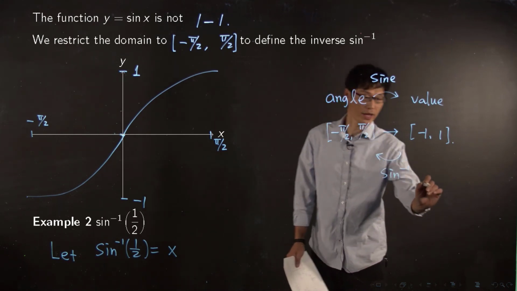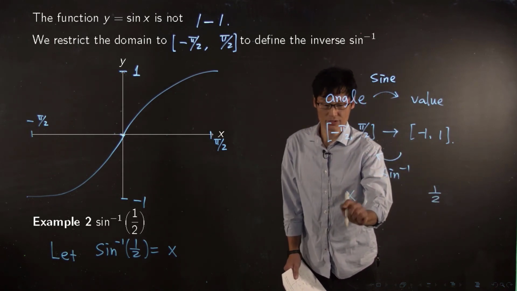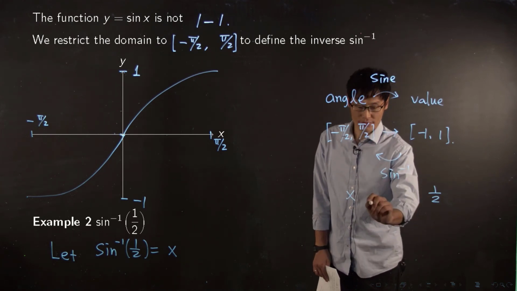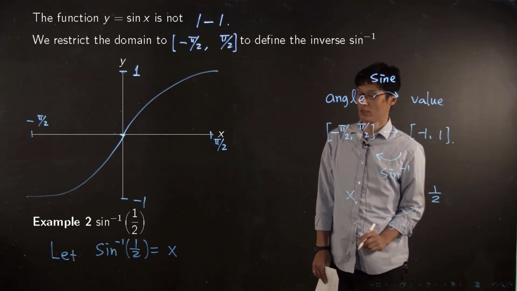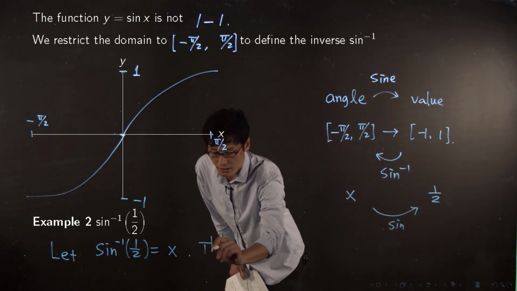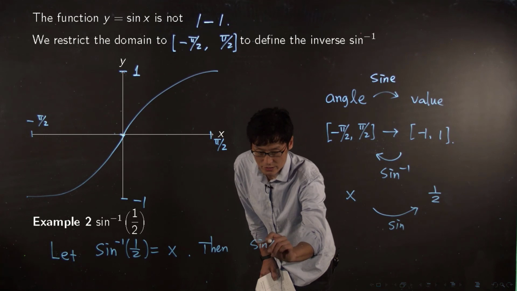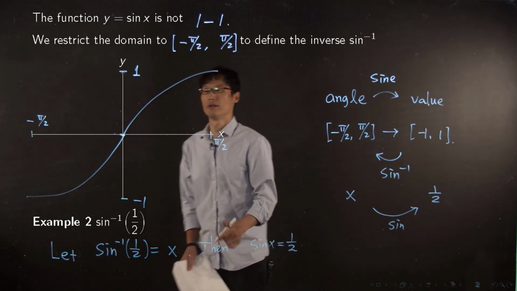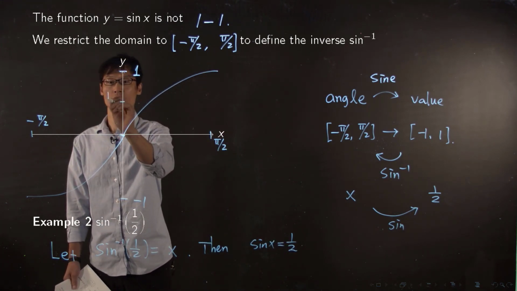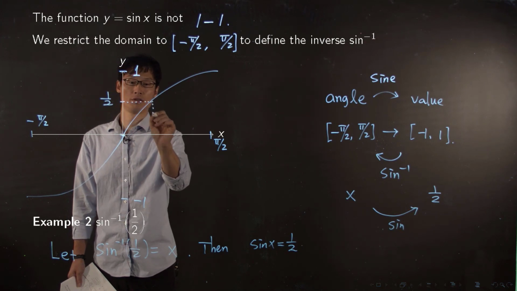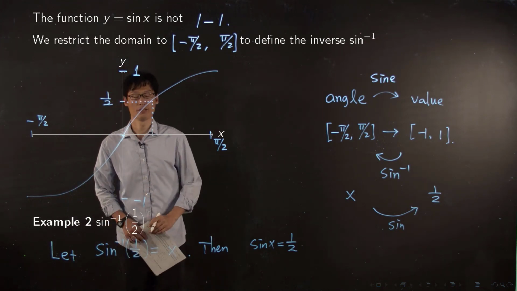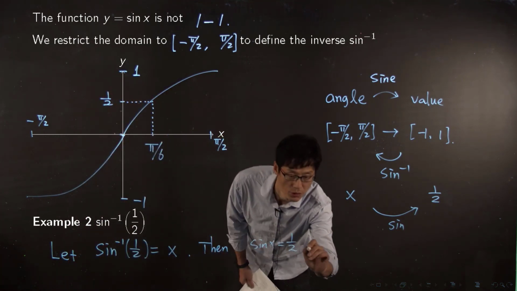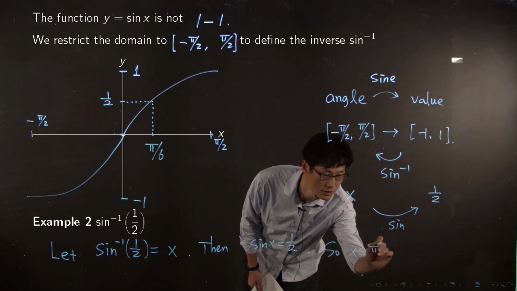So 1/2 is somewhere here, and we are after some angle x. This is exactly what the inverse of sine does. What if you apply sine? Then what we can say is sine of x must be 1/2. So you are after the angle so that the sine value is 1/2. So where is 1/2? Can you tell me this angle? Yes, pi over 6. That's it. So x is pi over 6.